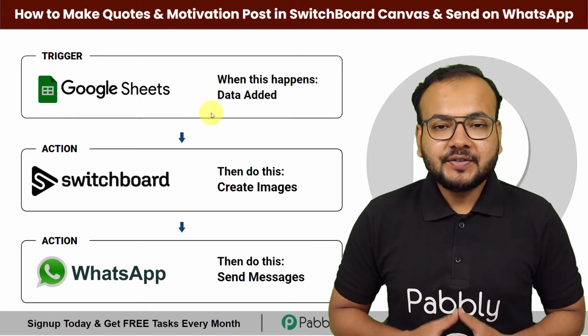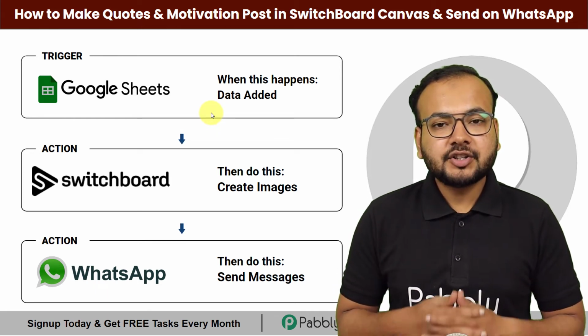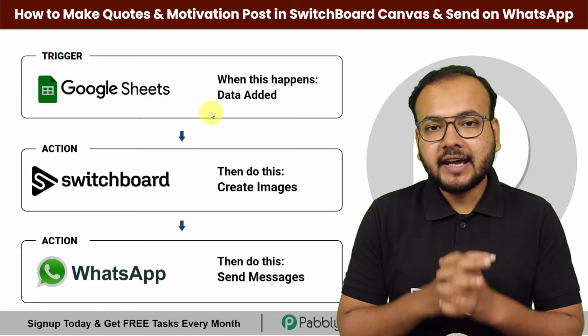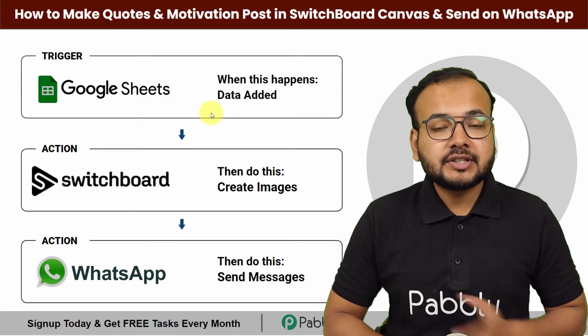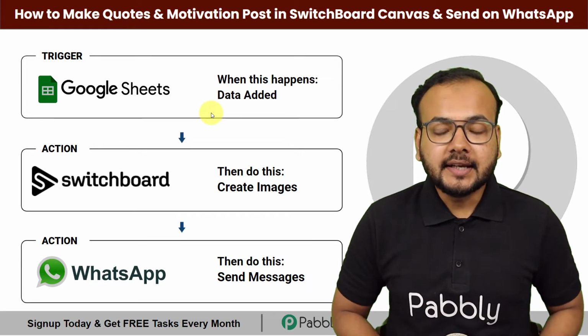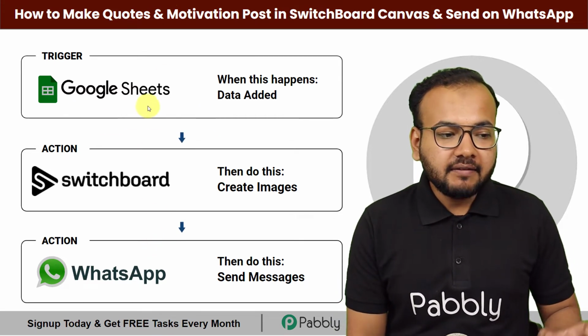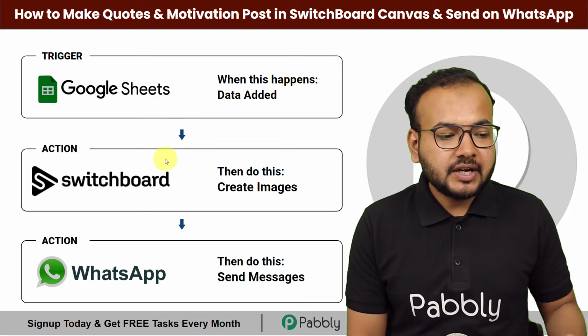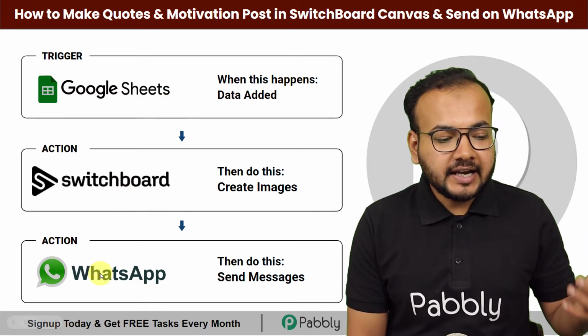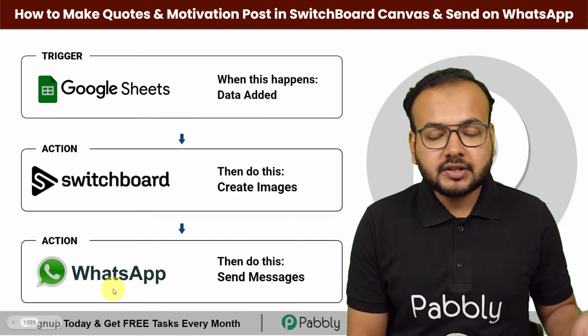Guys, in this video, you will learn how you can create motivational quote images using Switchboard Canvas application and send those images on WhatsApp automatically. So guys, here you can see the flow of this automation. Here we have connected Google Sheets as the trigger application and Switchboard Canvas and WhatsApp as the action applications.